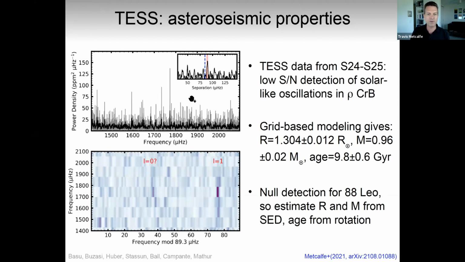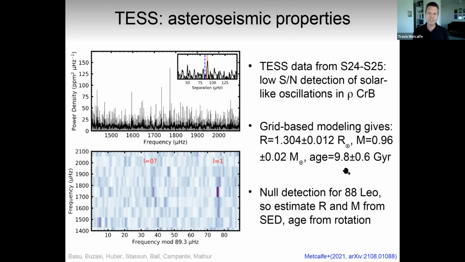As an additional check, we make an echelle diagram of this region of the power spectrum to see where oscillation modes with the same geometry line up in vertical ridges. As a sanity check, we wanted to see that the ridge of dipole modes has a frequency offset that is consistent with what is expected from solar-like oscillations. And indeed it is. So we believe we have a secure detection of the global oscillation properties in this star. We did grid-based modeling to get the radius, the mass, and the age.